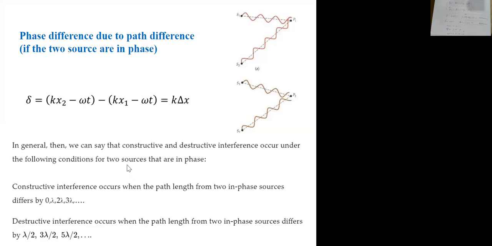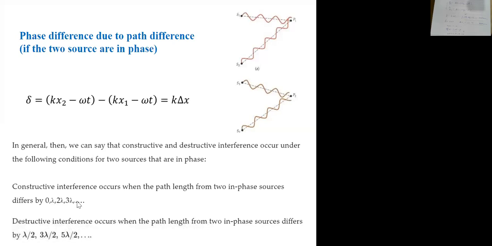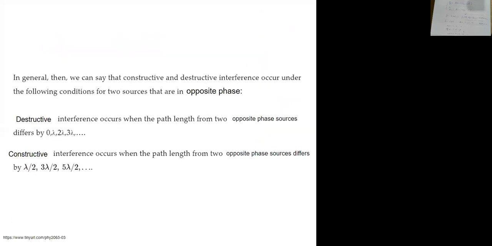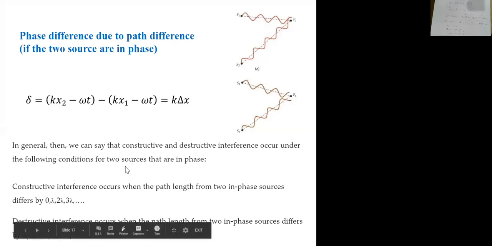So then for two waves, if they have a difference in path, the path difference delta x, if it is 0 lambda, 1 lambda, 2 lambda, etc., you have constructive interference. If you have 1/2 lambda, 3/2 lambda, 5/2 lambda, then you have destructive interference. Now that's for these two conditions to be valid.